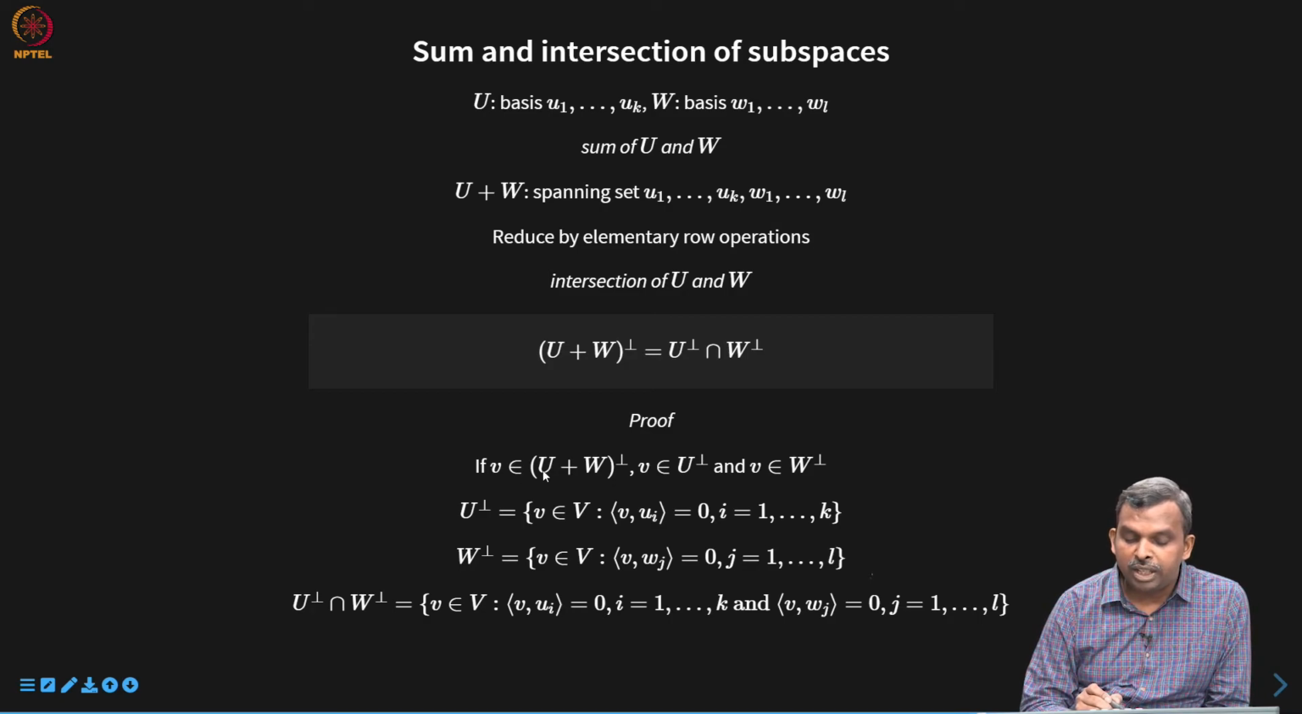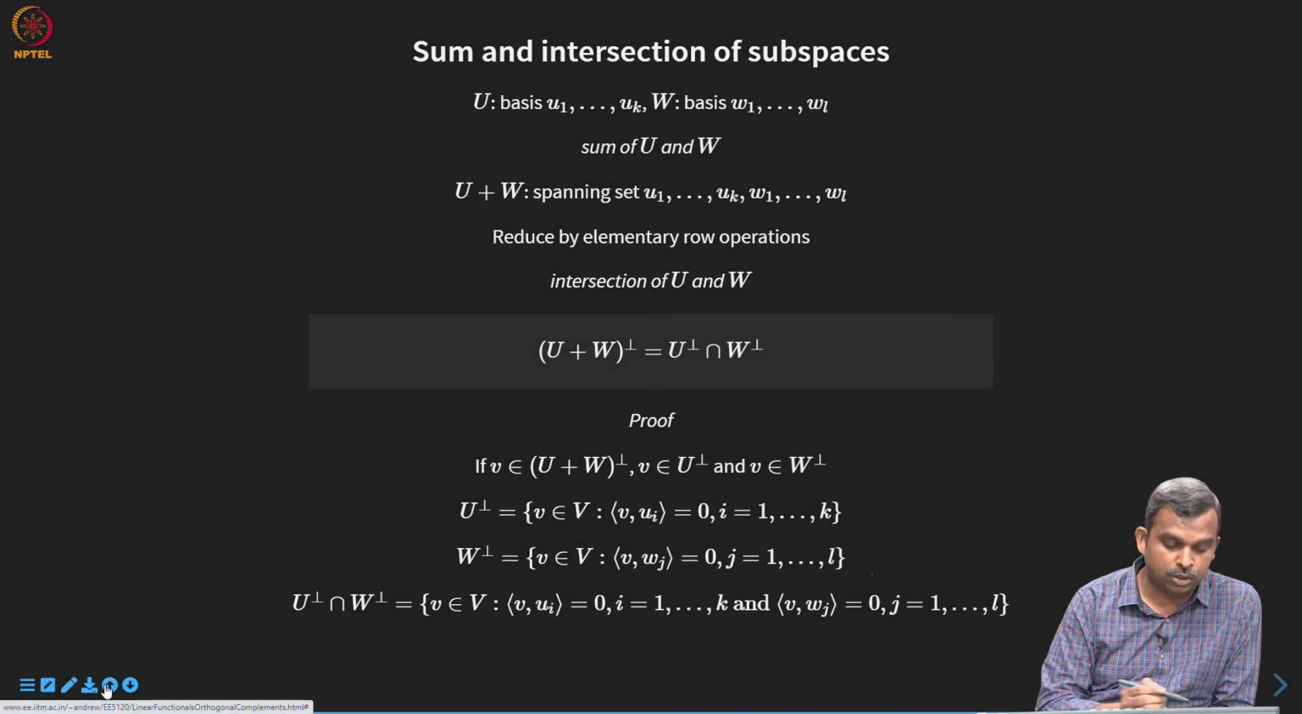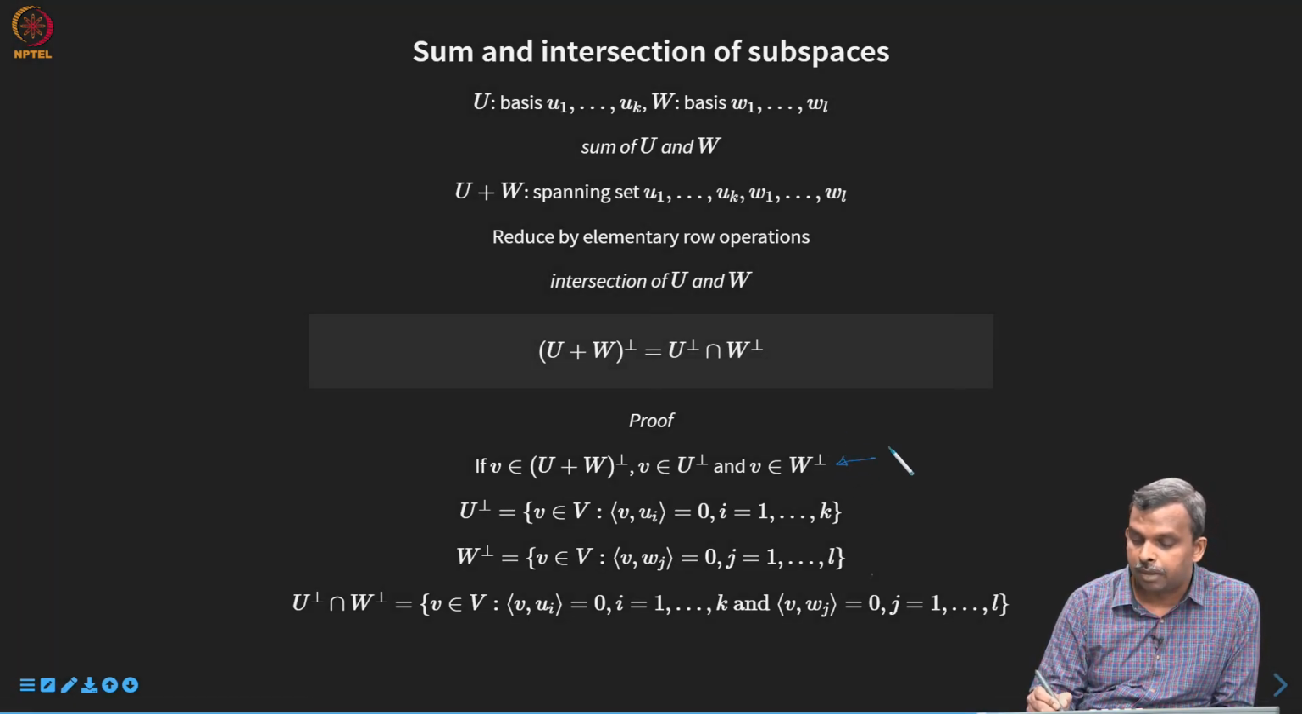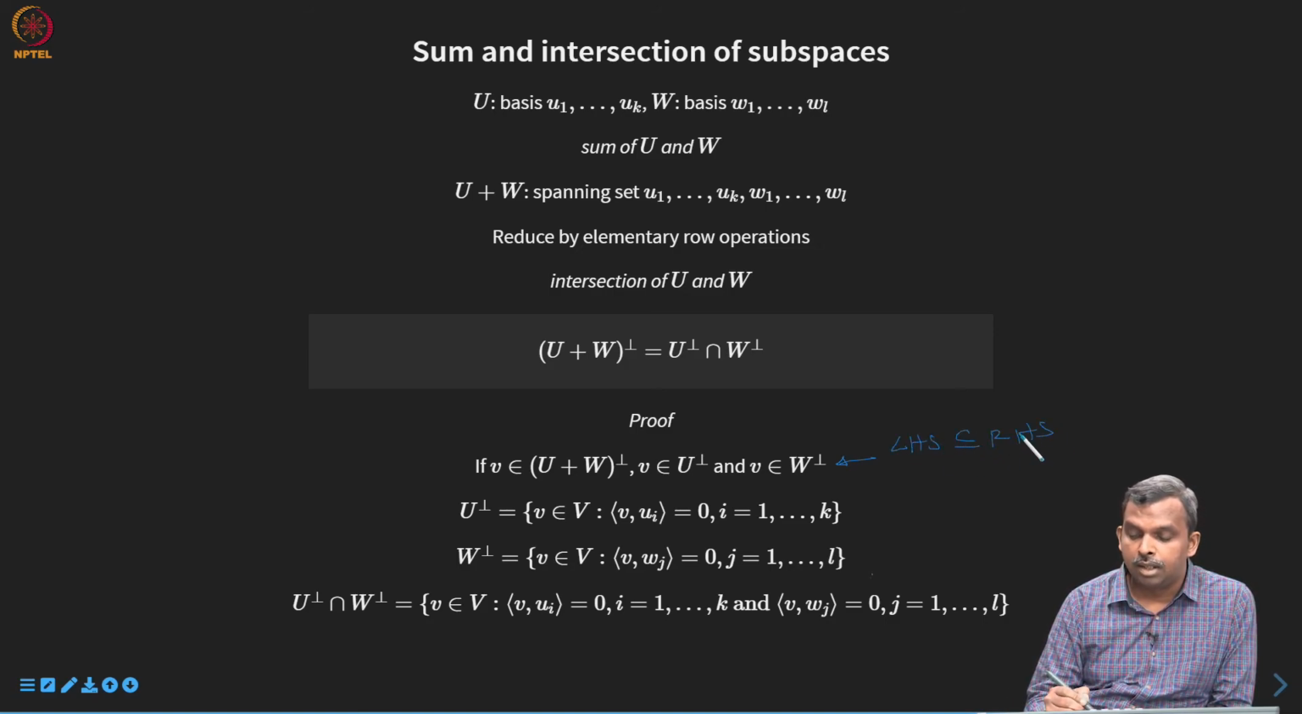So if V belongs to (U plus W) perp, remember U is contained in U plus W, and W is also contained in U plus W. So clearly, if V belongs to (U plus W) perp, that same vector will belong to U perp and W perp. So it belongs to the right hand side. This shows LHS is a subset of RHS.